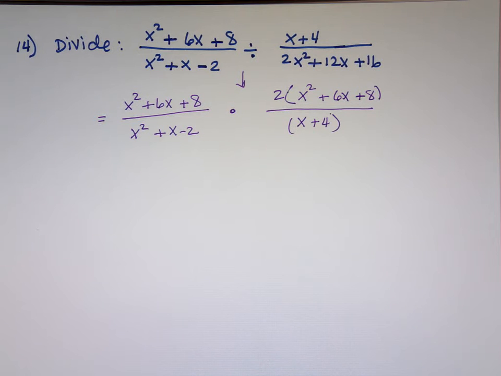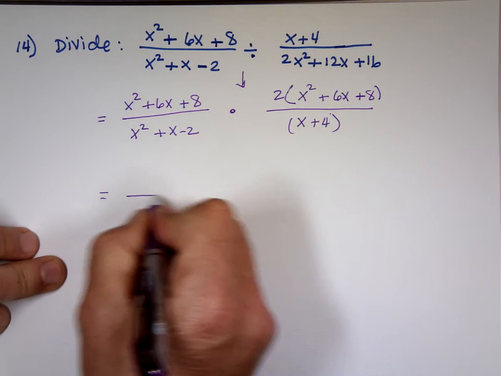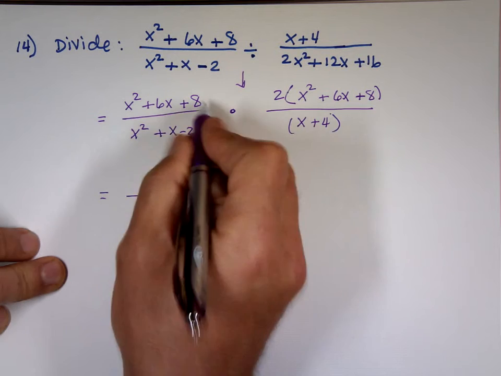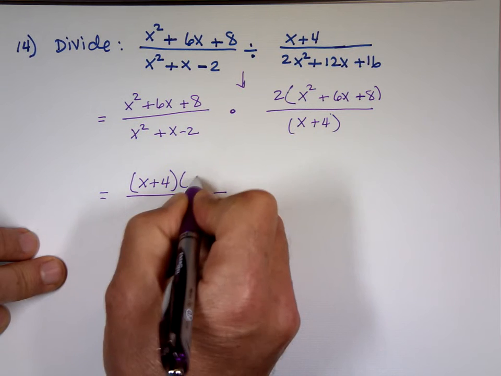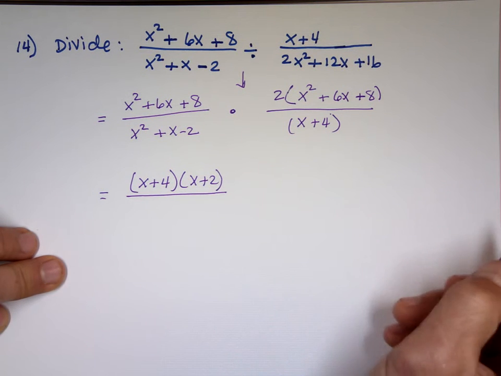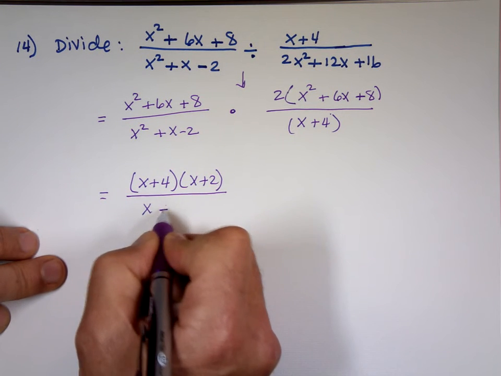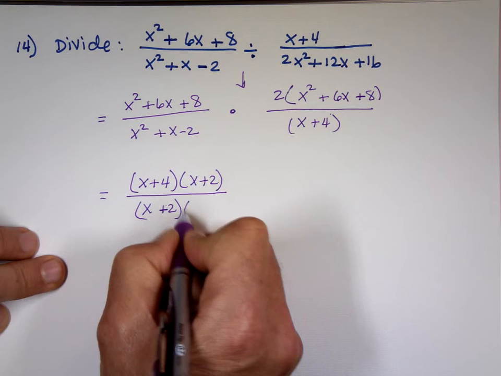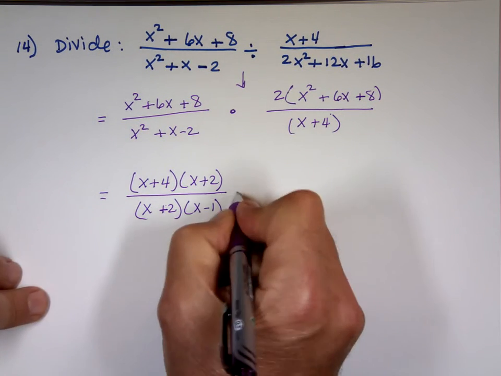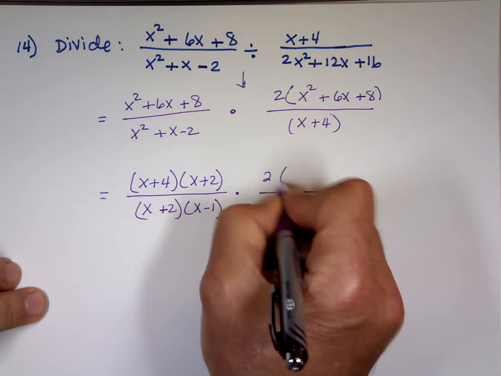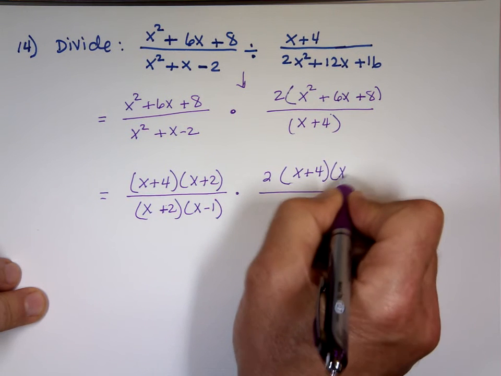So let's see if I can factor that. x squared plus 6x plus 8, that's x plus 4, x plus 2. This one, x plus 2, x minus 1. Times, there's the 2 in the front. Again, this is x plus 4, x plus 2, over x plus 4.